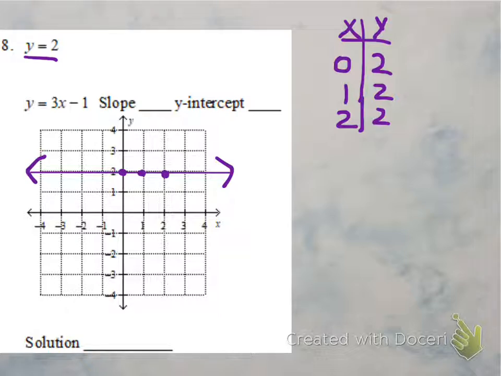And then for this other one, your slope is 3 over 1. Y-intercept's -1, so plot a point at -1 on the y-axis. Go up 3 to the right 1. You can also go down 3 to the left 1. And then we'll connect those to form our line. Solution is where they intersect. They intersect at 1, 2.